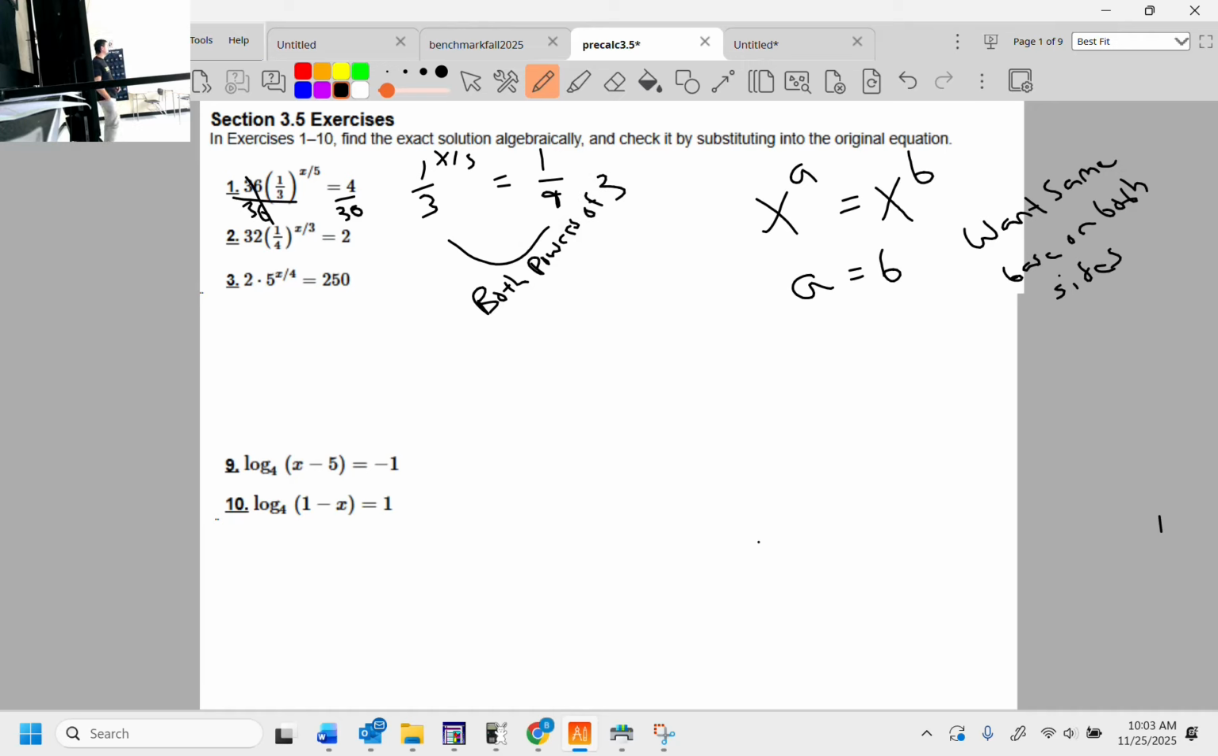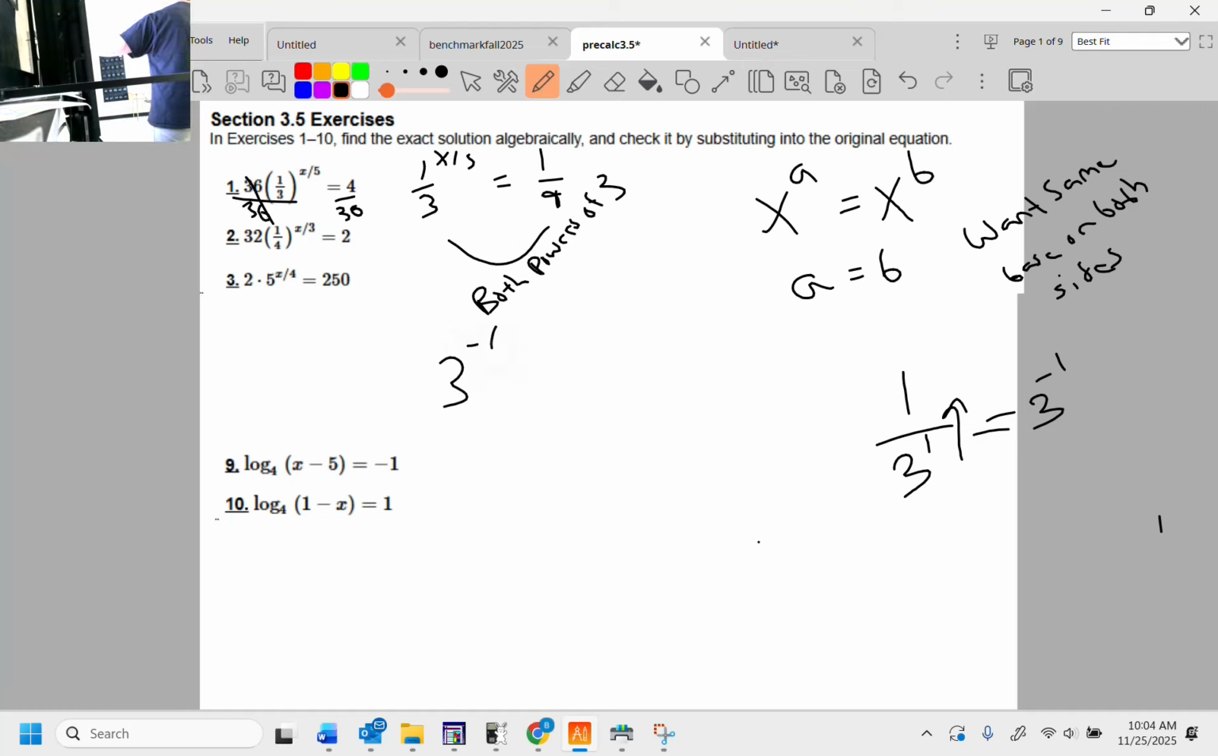How can I rewrite 1/3 using negative exponents? Think about that. You've got 1 over 3 to the first. What happens if you shift position? The 3 moves up top. What happens to the 1? 3 to the negative first. So I'm going to rewrite this piece as 3 to the negative first. You already have an x over 5 up top. You just multiply those exponents with each other. You can put the 1 there if you want, but it's understood.